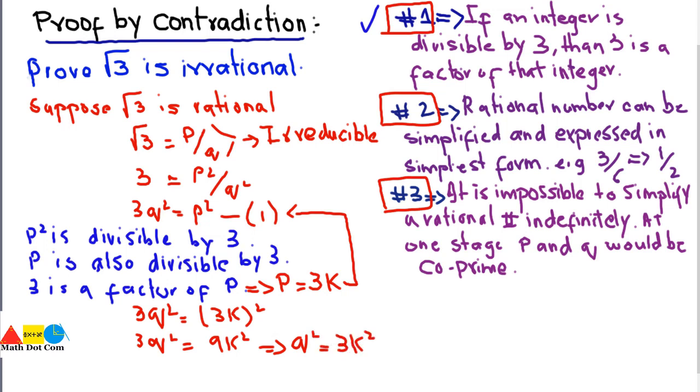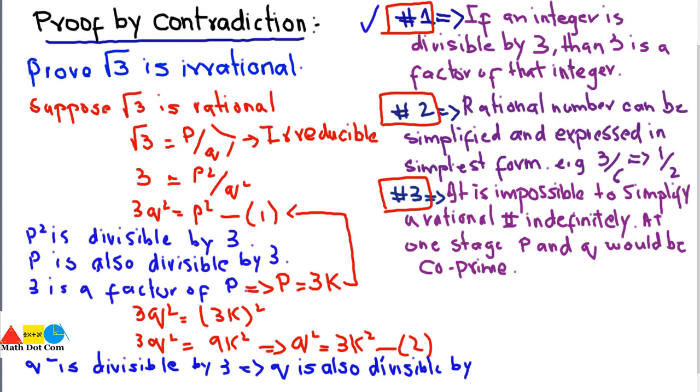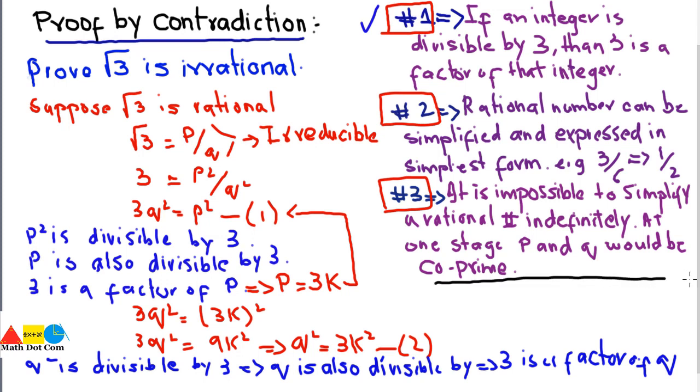So what does it mean? This is equation number 2. From equation 2, we have deduced that q square is divisible by 3, as in equation 1 p square was divisible by 3. So this implies that q is also divisible by 3, which means 3 is a factor of q. So we have got 2 results.